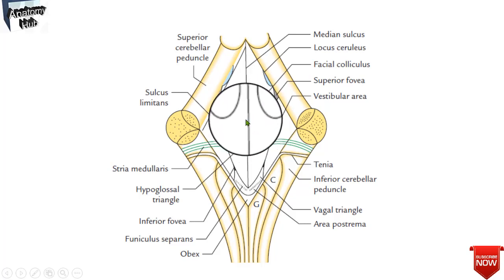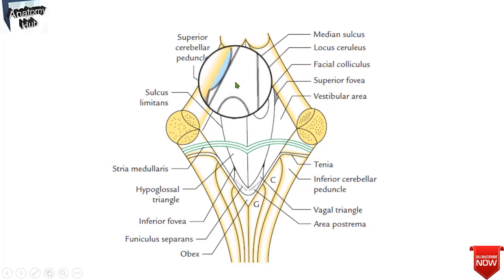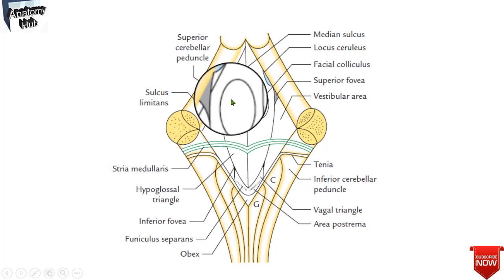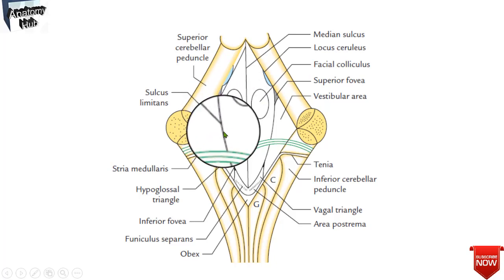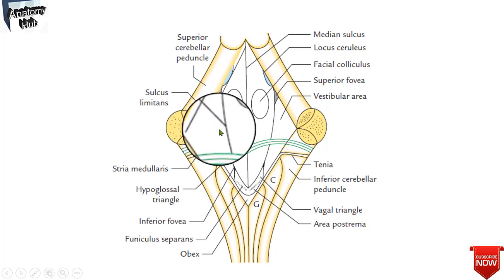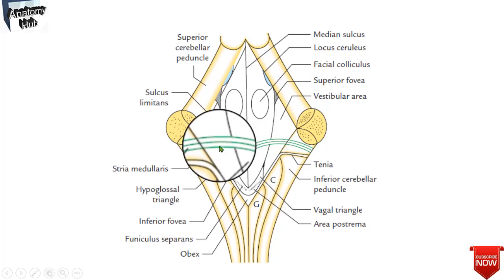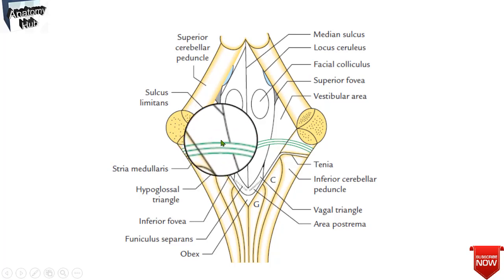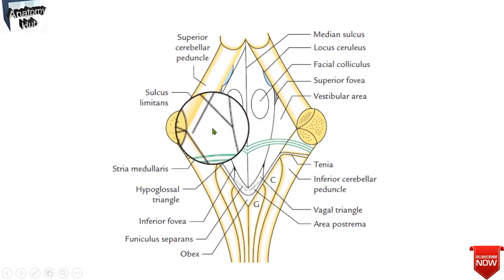Next to the middle line there is a longitudinal elevation called the median eminence. The eminence is bounded laterally by a sulcus, which is known as the sulcus limitans. The region lateral to the sulcus limitans is the vestibular area, which overlies the vestibular nuclei, and the vestibular area lies partly on the pons and partly on the medulla.